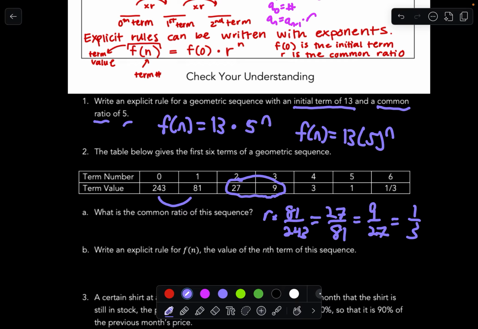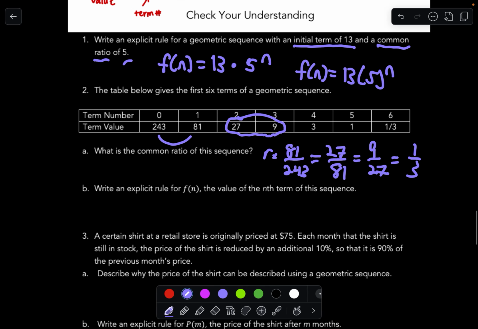I would have jumped right here and looked at these two, because I know 9 over 27 is 1/3. So 243 divided by 3 is 81. 81 divided by 3 is 27. 27 divided by 3 is 9. 9 divided by 3 is 3. 3 divided by 3 is 1, and 1 divided by 3 is 1/3. So the common ratio is 1/3.